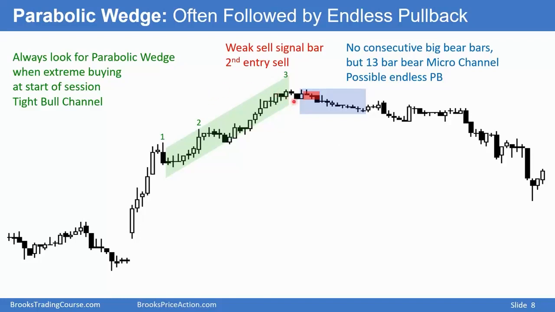No consecutive big bear trend bars, but 13 bars in a bear microchannel. No pullbacks for 13 bars. Possible endless pullback. And when you see an endless pullback, there's a 50-50 chance you're going to get a bear breakout and a swing down.